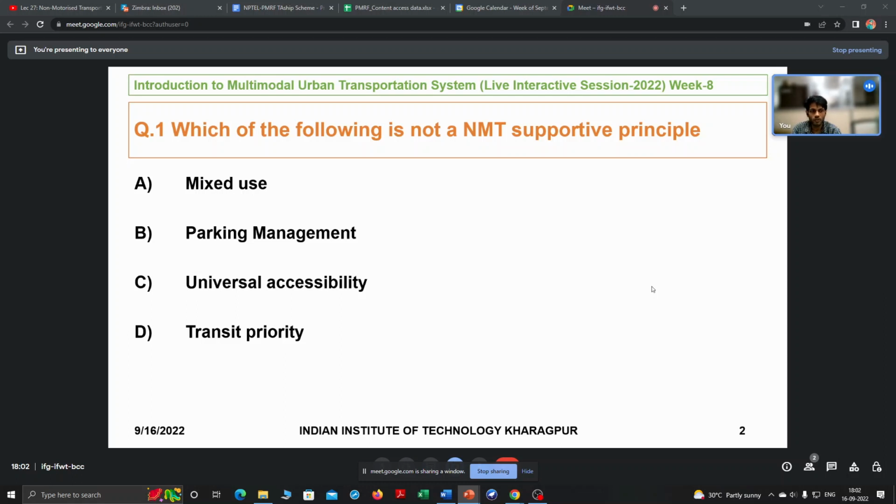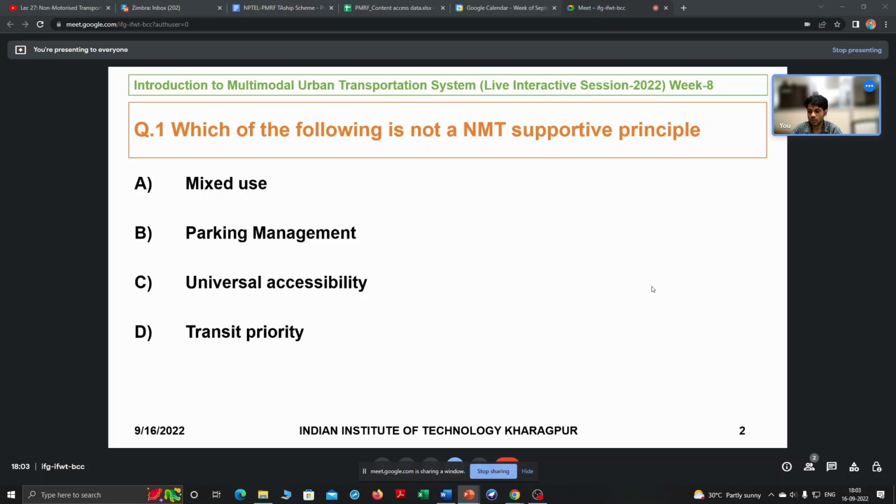So which one of the following is not an NMT supportive principle? NMT is non-motorized transportation, right? In case of non-motorized transportation, there are generally 2 kinds of principles. One is NMT guideline principles and the second one is NMT supportive principles. If you remember the NMT guidelines principle, there are 10 factors, right? Basically what it means is, if you want to plan for an NMT facility, what are the guidelines that need to be followed? So there were 10 principal factors, right?